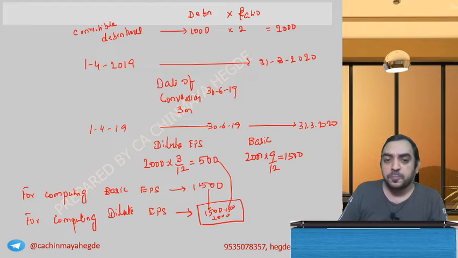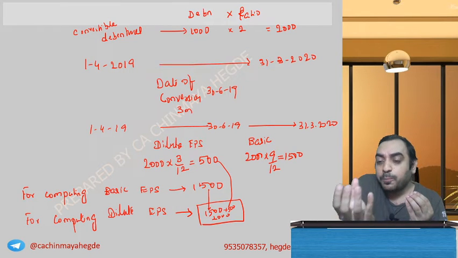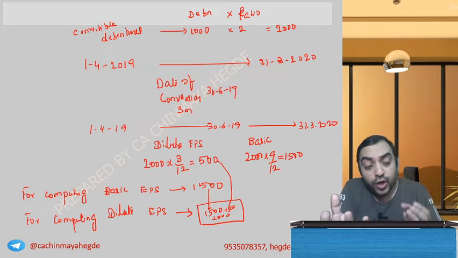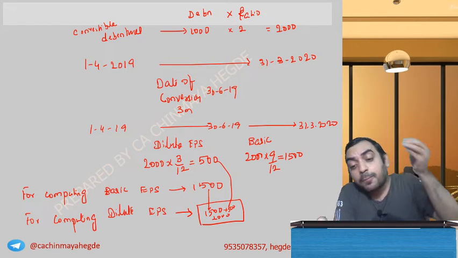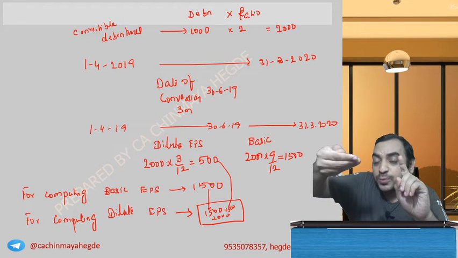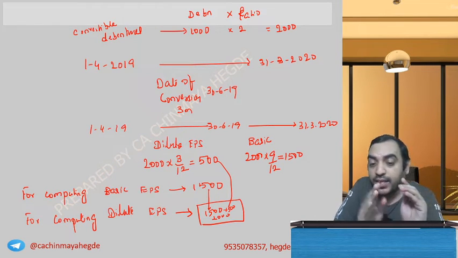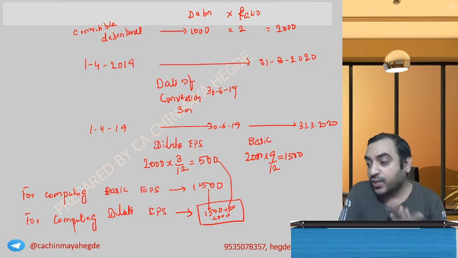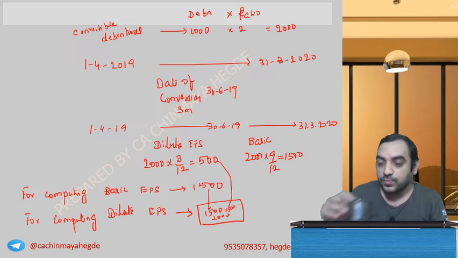I'll repeat once more. When you calculate dilutive EPS, don't take only the additional shares. Whatever the shares in basic EPS plus additional shares. Numerator will increase by profit. Denominator will increase by additional shares. Are you clear in this case?